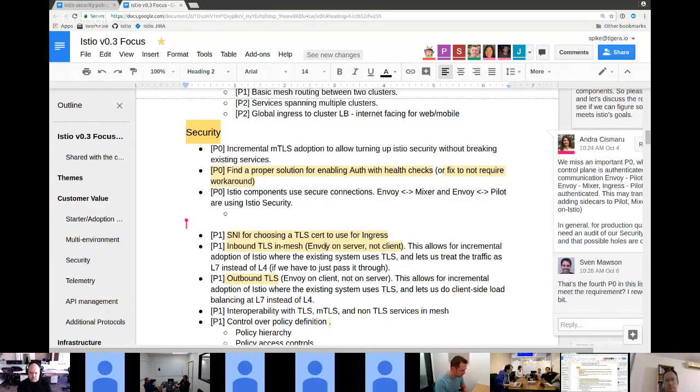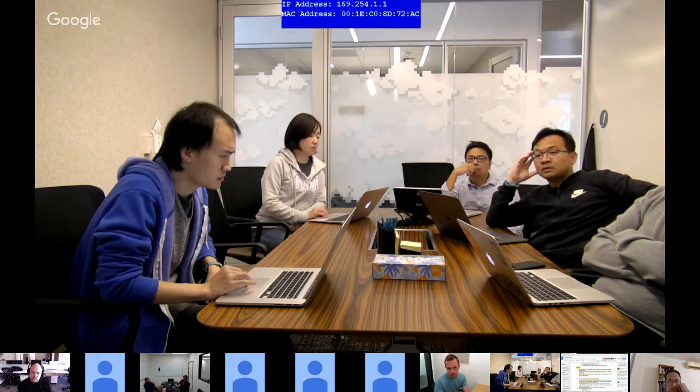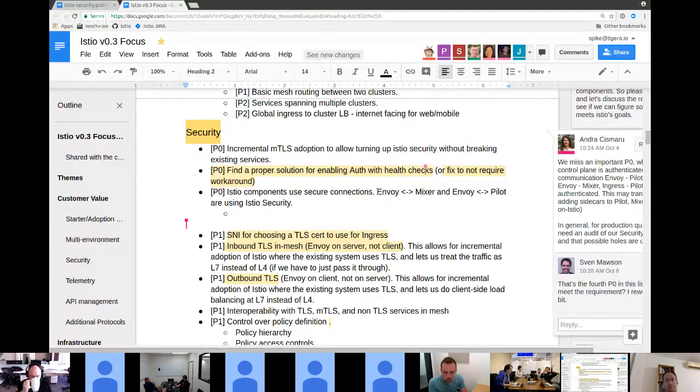And the last P1 is Istio components using secure connections. It's listed under security, but I think it's going to be a joint effort with other working groups for the individual components. So Envoy to Mixer will be, I think, with, is there a working group that specifically works on Mixer? Yeah, there's a working group, but I don't think that working group has opened to the community yet. Probably in the next couple of weeks, they will open this group to the community. Okay. And then I know that the networking working group is tracking the fact that we want to have secure communication between Envoy and Pilot. They had that on their roadmap when we had our meeting with them last week.